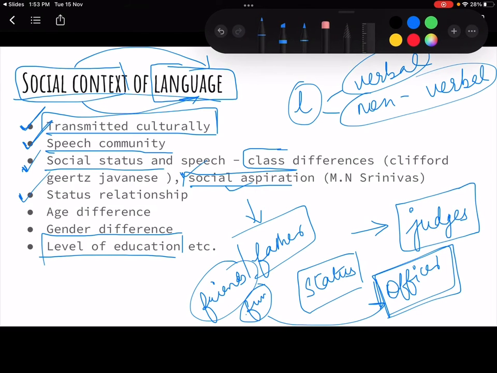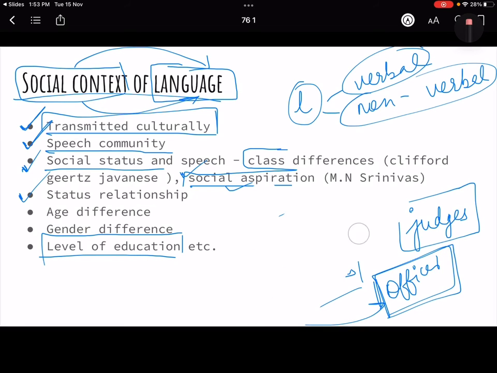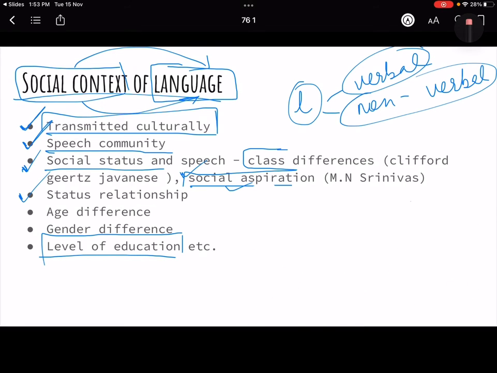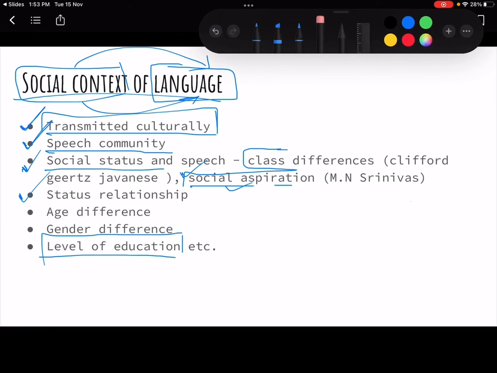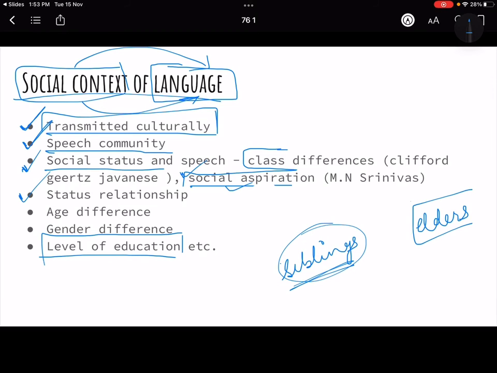Then the social context of language is also seen in age differences and gender differences. For example, you do not talk to your elders the same way you talk to your younger ones, right? If you have siblings that are younger than you, you will not speak with them the same way you talk to your elders. So there is a difference. That is the social context of language in terms of age, and so is gender.